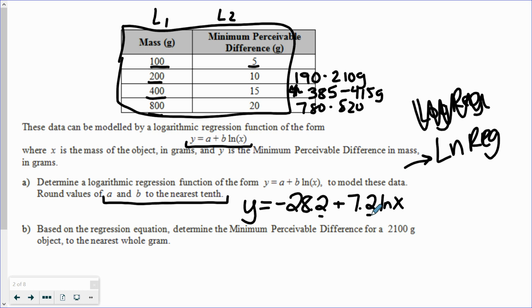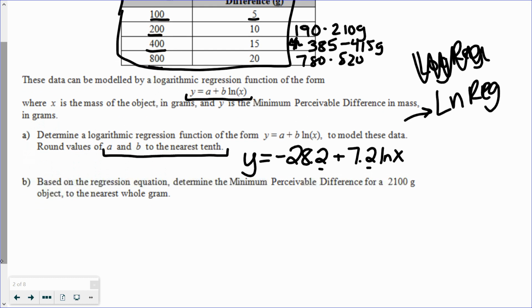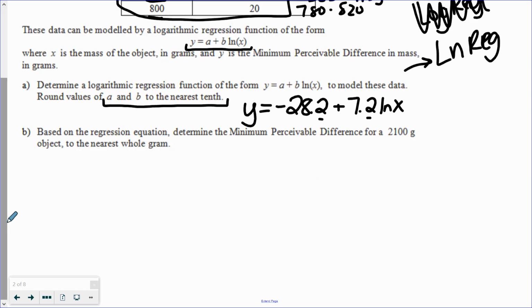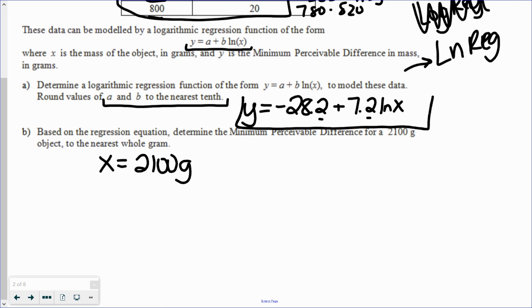And it says based on the regression equation, determine the minimum perceivable difference for a 2100 gram object to the nearest whole gram. So thinking about what that is, when we put it into L1 and L2, this is x and this is y. So now we're going to have an x value equal to 2100. You could absolutely graph this in your calculator. There is a button on there that has the natural log, or you can do log base e.